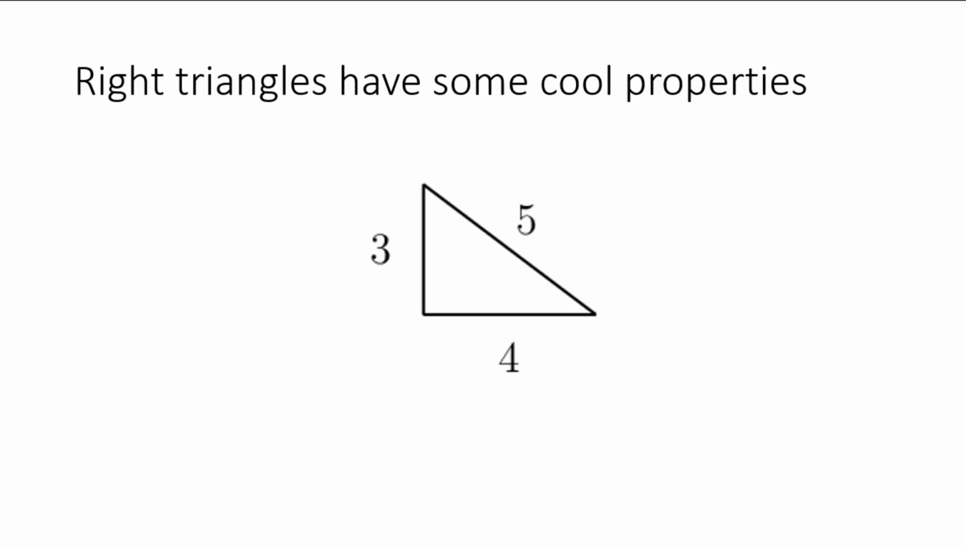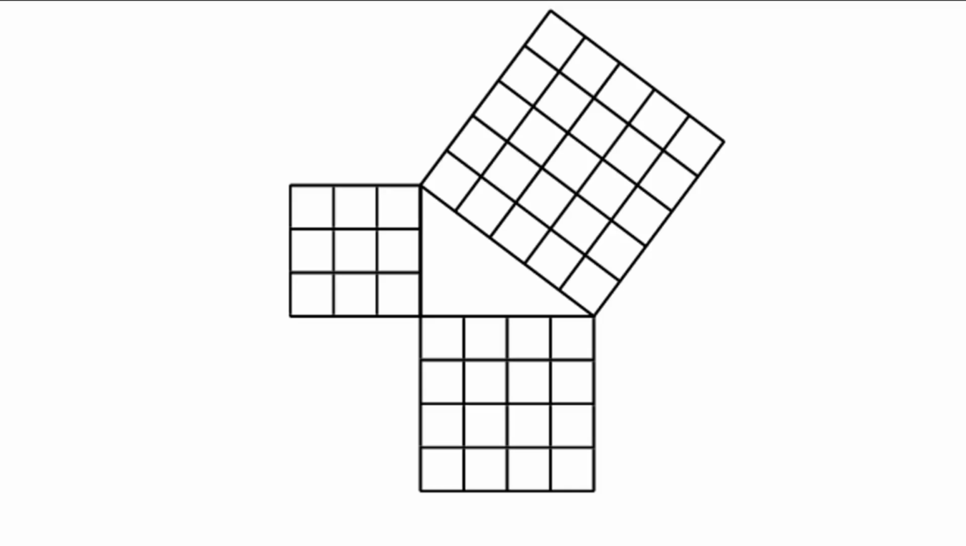Right triangles have some cool properties. If I take this triangle with sides of 3, 4, and 5, where 5 is the hypotenuse, and I break up the sides into squares, what I mean is I'm going to make a square coming off of each side that is the exact length of that side. So here we go. There we go. Let's count how many squares we have.